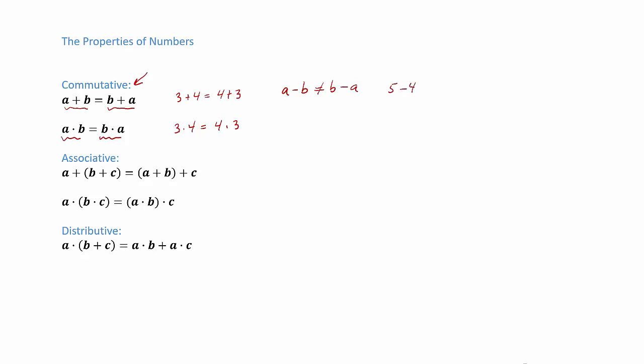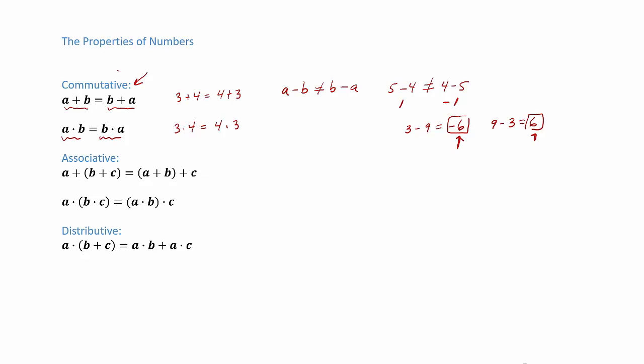5 minus 4 does not equal 4 minus 5. 5 minus 4 is 1. 4 minus 5 is negative 1. And that'll always be the case with subtraction. If I say 3 minus 9, that's negative 6. And 9 minus 3 is 6. So it's close. I get the same number, but you'll always get an opposite sign.